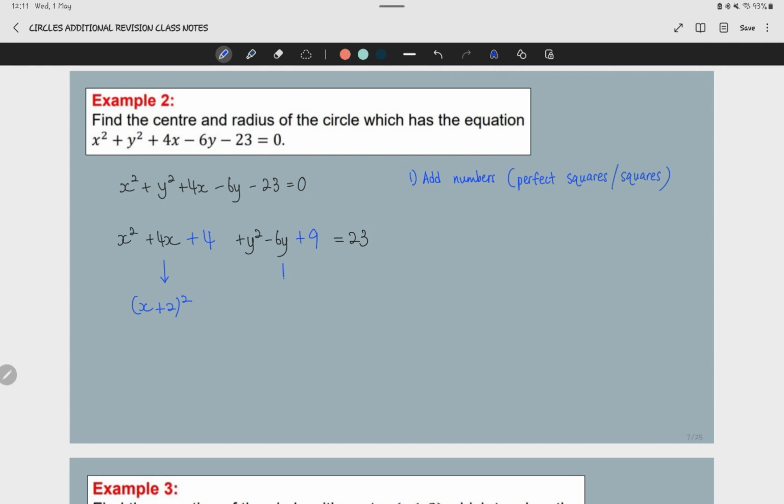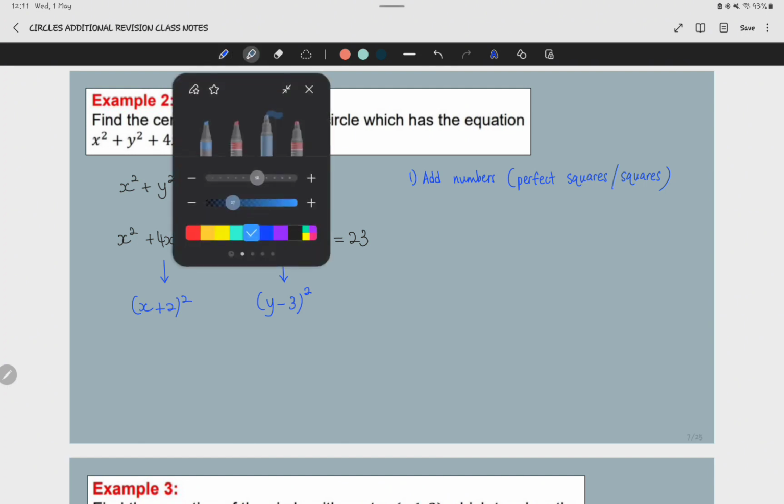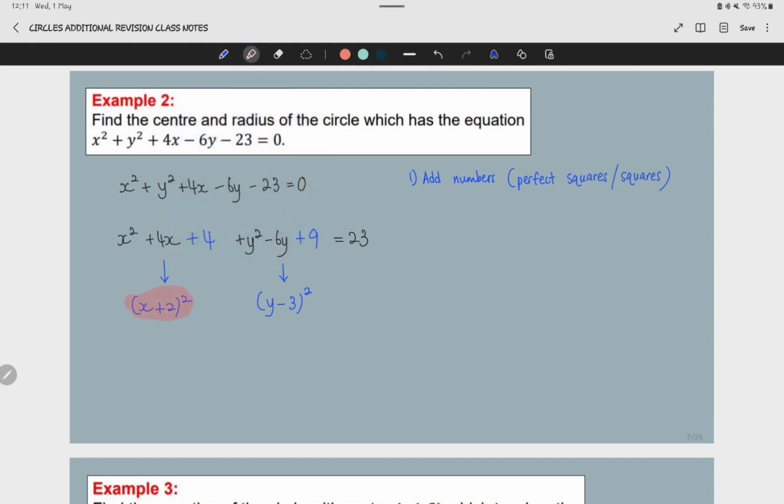So benda ni dia akan pecah jadi apa? Y tolak 3 square. Okay, and then if you still don't believe your calculator, which I don't understand why some people don't understand that, try to expand these two that you have completed the square with. If you expand, you dapat balik yang asal. Okay, means you are on the right track.